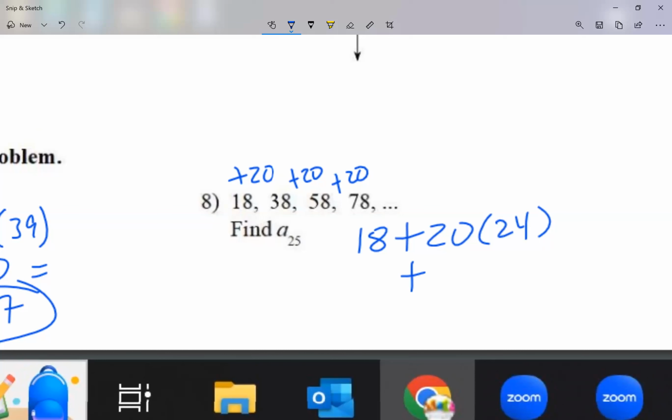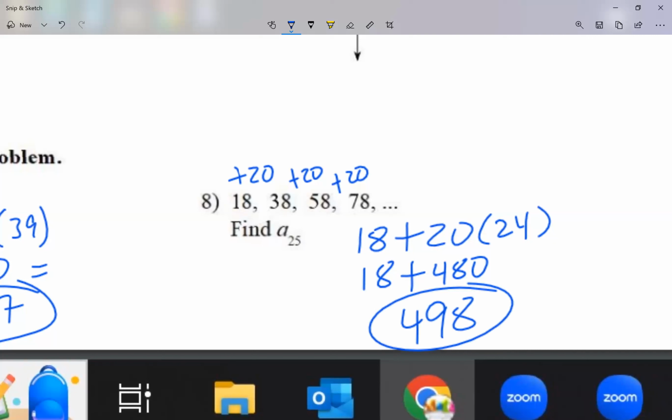My plus sign is what I'm going to do at the end. I'm going to do addition at the end. I have to multiply first. So I have 18 plus 20 times 24. That's 480. Now 18 plus 480, my answer will be 498.